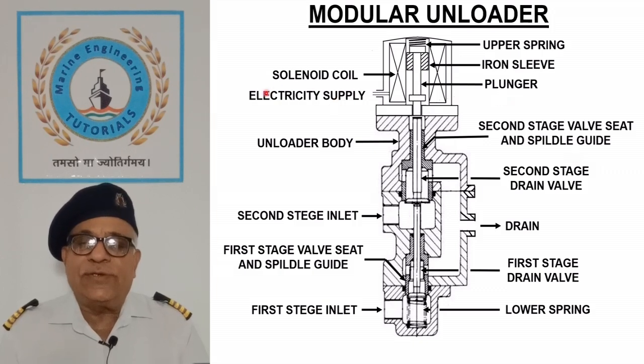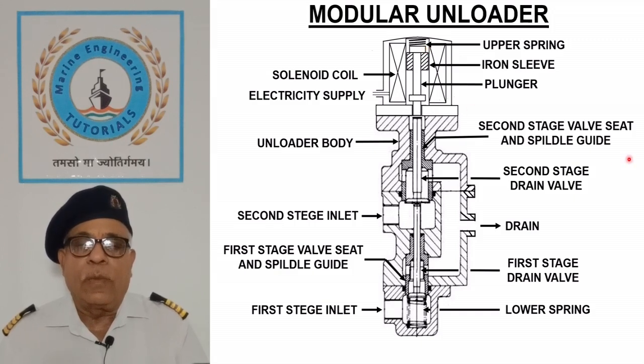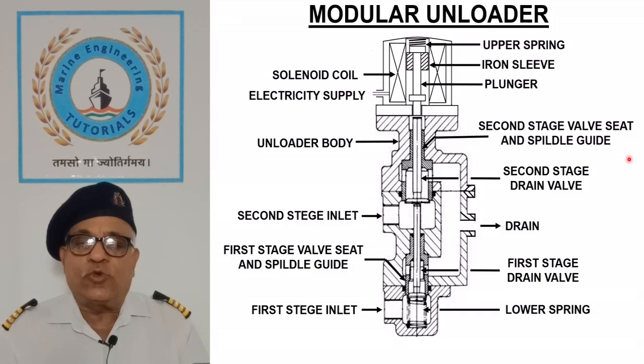When the coil is energized, it produces the magnetic field which pulls the iron sleeve and lifts the plunger by compressing the upper spring, thereby closing the drain valves. When the compressor stops, coil is de-energized. As a result, the sleeve drops and upper spring exerts force on the plunger, which pushes the spindle of drain valve against the force of lower spring. The valve opens and drains the air.